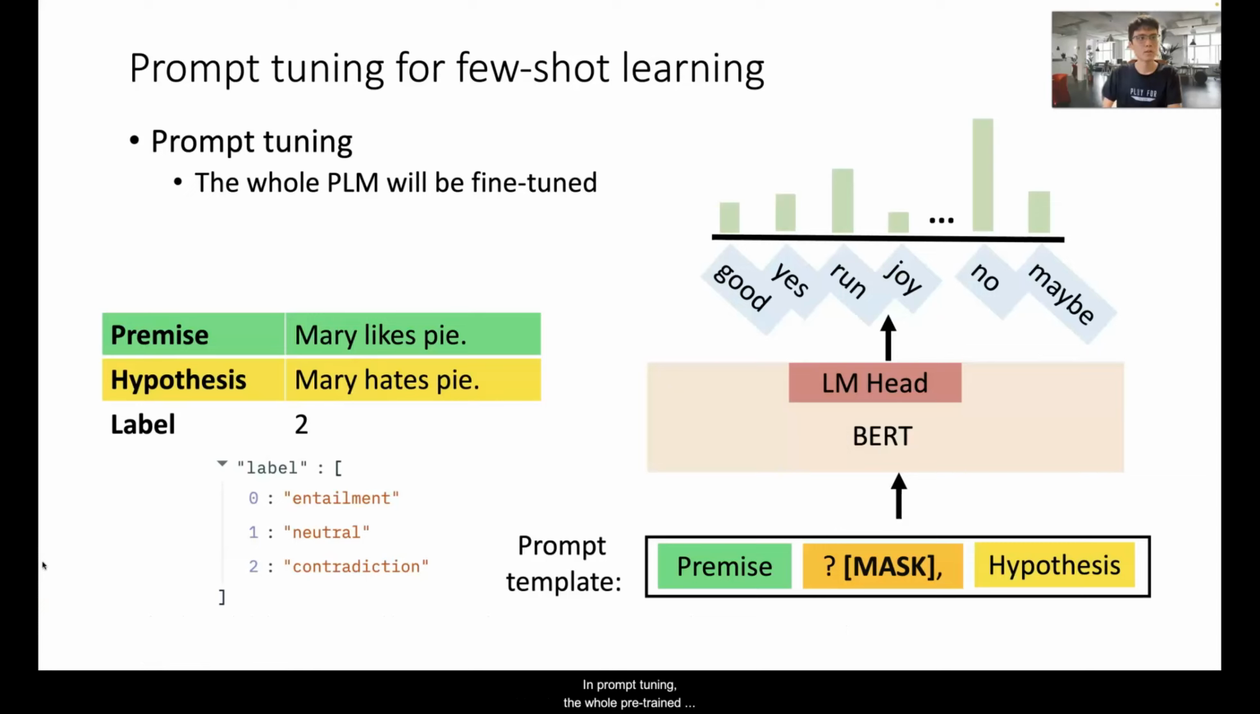In prompt tuning, the whole pre-trained language model is fine-tuned. Keep in mind that the prompt tuning I'm talking about here is not the soft prompt tuning I introduced in parameter efficient fine-tuning. In soft prompt tuning, we insert trainable prompt embeddings at the input layer and only update the prompt embeddings during fine-tuning. In the prompt tuning I'm talking about here, the prompt templates are fixed, and the whole pre-trained language model is fine-tuned.